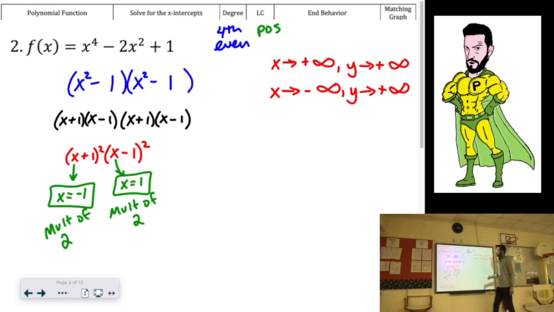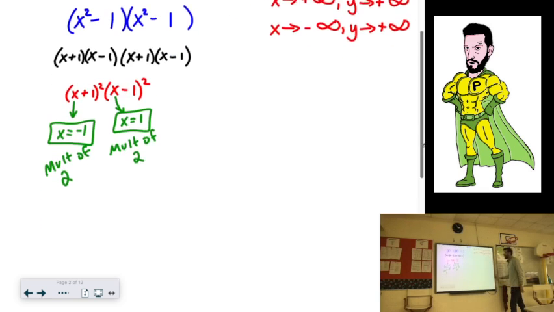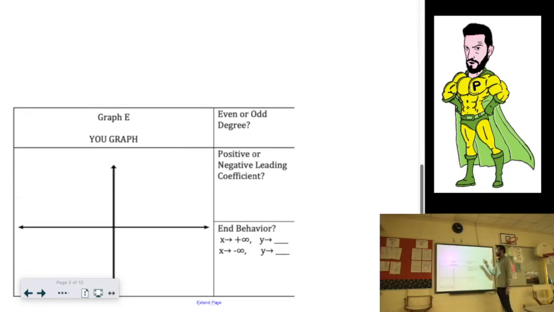We're looking for a graph that hits -1 and +1, doesn't cross through, and turns around at that point. It's even and positive, which means it's going to look like a W. It's going to hit 1 and -1. The graph that does that is graph E. What? Look, it doesn't match up with any of the graphs that we have here. So we're going to have to do this one ourselves.